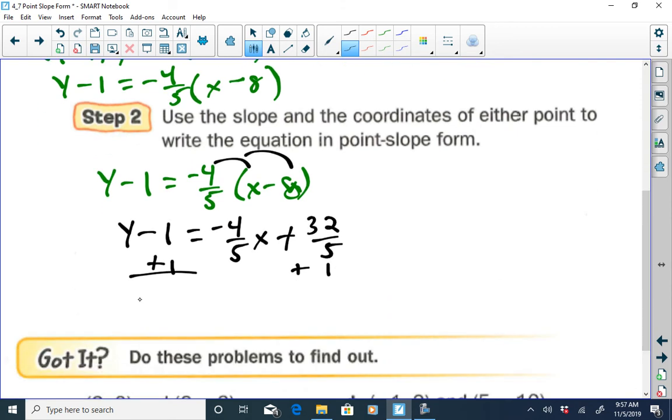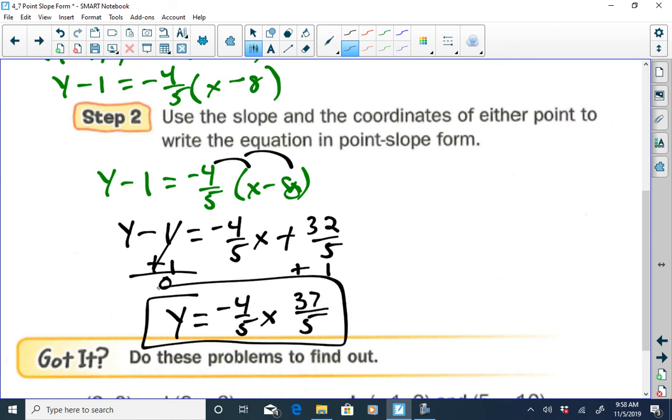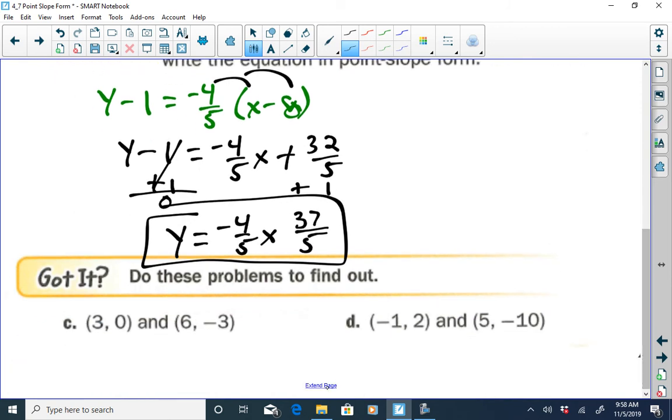So now we're left with, that's going to be 0. We're left with y is equal to negative 4/5 x. When I add 1 to 32 over 5, that's going to be 5 over 5. So 32 over 5 plus 5 over 5 is going to be 37 over 5. So here's my equation in slope-intercept form. All right, let's do a couple more.